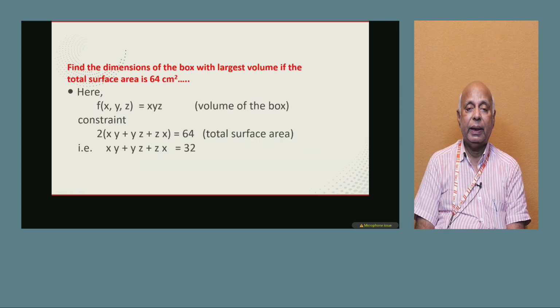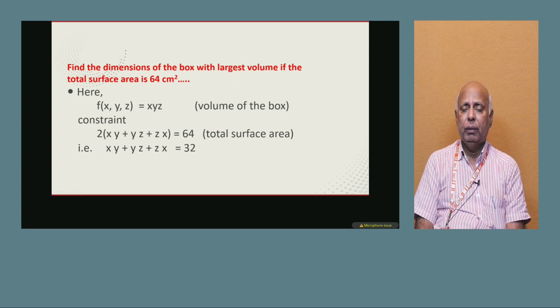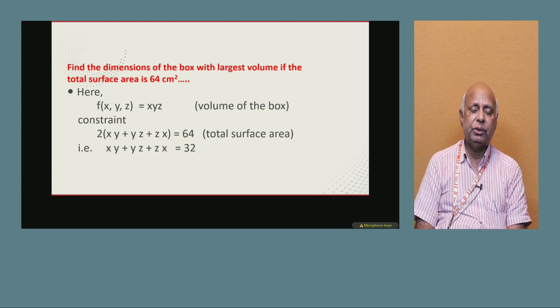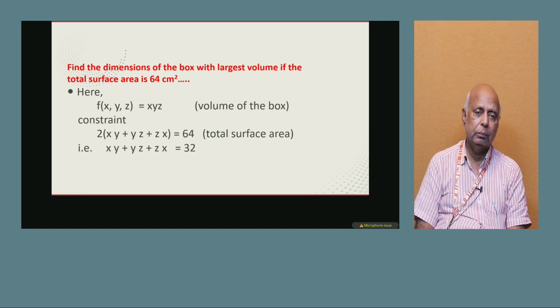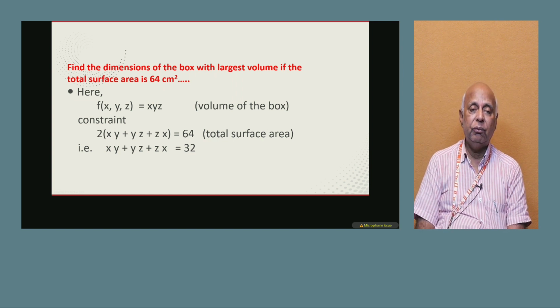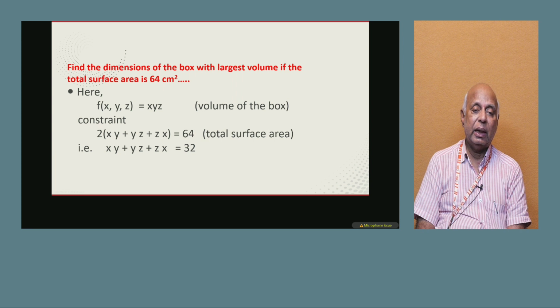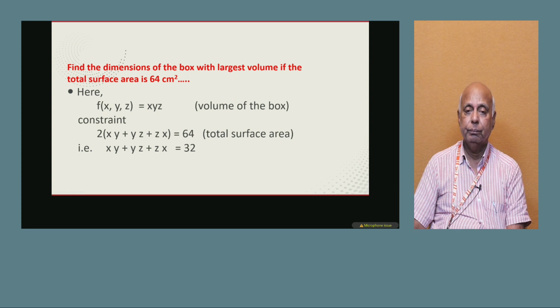And here we take another example. Here we have a box where the dimensions, length, width and height, are x, y, z, and the volume is found to be xyz. That is the original function f. The total surface area is fixed. The box is closed. Therefore, it is 2 times (xy plus yz plus zx), which is equal to 64, because the box is closed on all sides. That means the condition is xy plus yz plus zx is equal to 32.